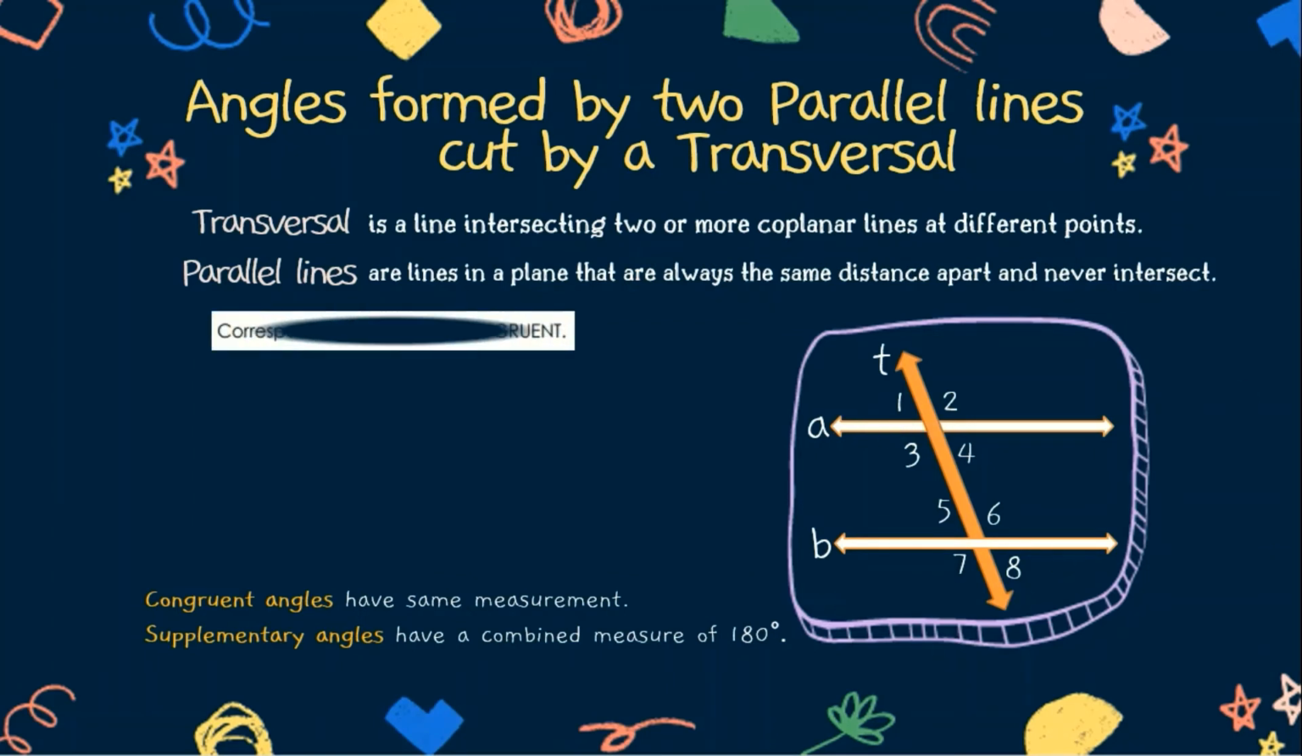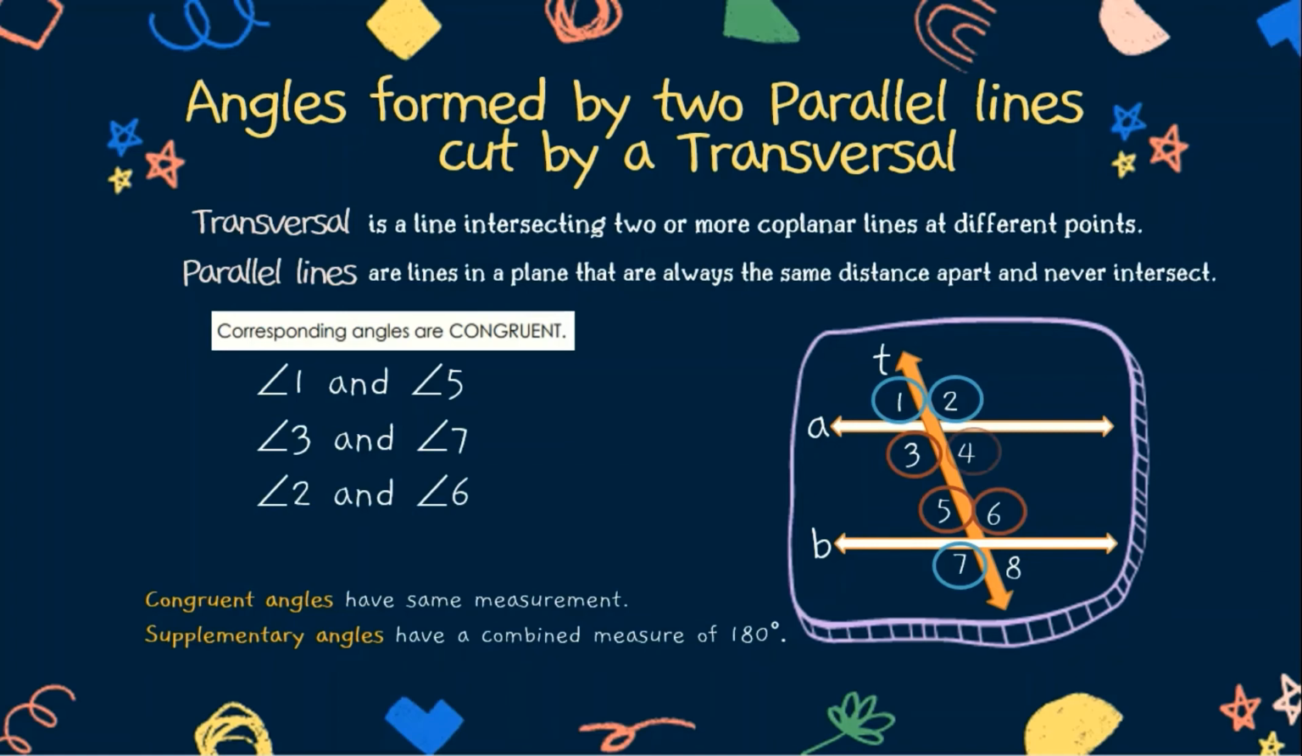Our first statement, corresponding angles are congruent. Given this illustration, ang ating corresponding angles ay angles 1 and 5. We also have angle 3 and 7, angle 2 and 6. We also have angle 4 and angle 8. So, ito yung ating 4 pairs of corresponding angles using this illustration. Say, for example, our given measurement, the measure of angle 1 is equal to 70 degrees. Kailangan nating alamin yung measurement nung iba pang angles, proving that these statements are true.